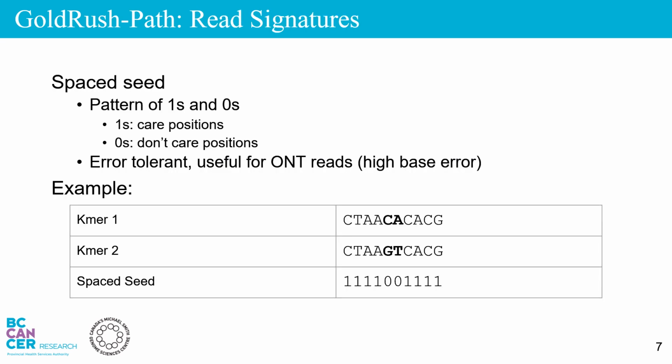To determine if a read is in the multi-index Bloom filter, we use a read signature called a spaced seed. A spaced seed is a pattern of 1s and 0s, where 1s are care positions and 0s are don't care positions. Spaced seeds are error tolerant, which makes them useful for ONT reads because they have a high base error. Here is an example of how a spaced seed works. We have 2 k-mers where the middle 2 bases differ. By using this spaced seed design, where the zeros correspond to the two differing bases, these two k-mers will be considered the same.